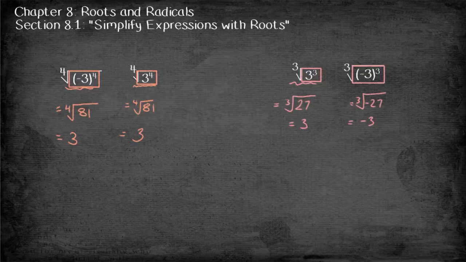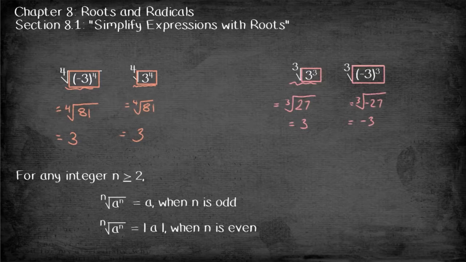But if we look at what happened with the odd index root, we always got exactly what we put in. When we took 3, raised it to the third power, and then put it in the cube root, we got 3 back. Same thing with -3. It's only when I put a negative number to an even power and take an even root that I get something that's different than what I started with. So there's a lesson here.